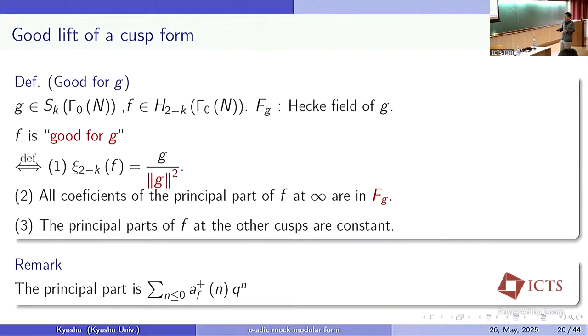And we recall the definition of principal part. The principal part is the non-positive part of the holomorphic part. And the third condition is that the principal parts of F at the other cusps are constant. So, in other words, we require the algebraicity of the non-positive part only.